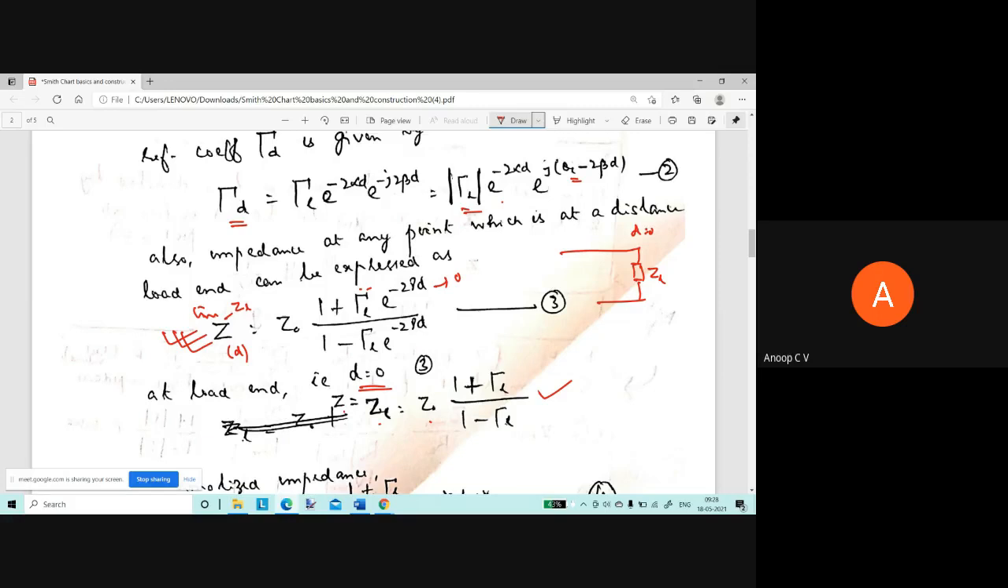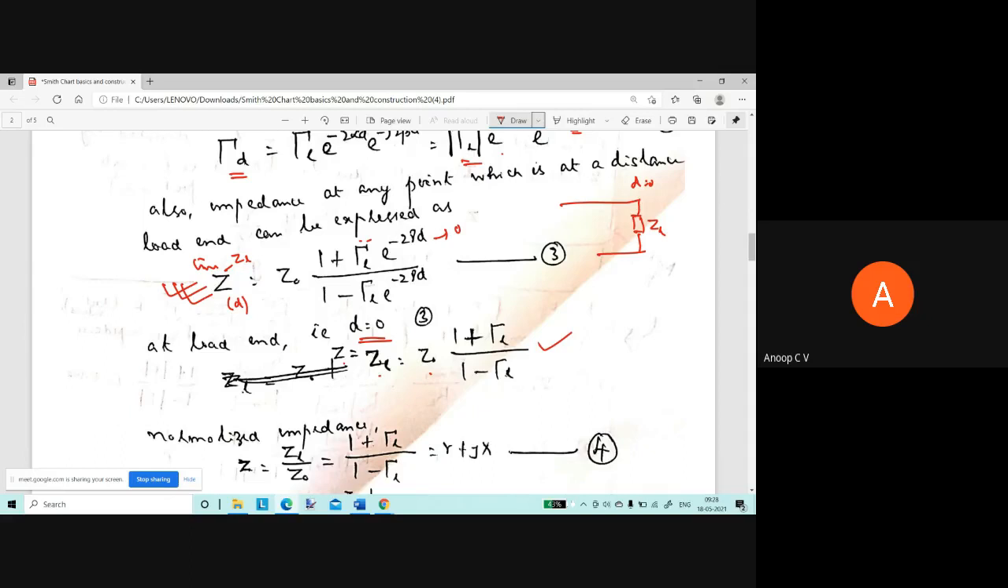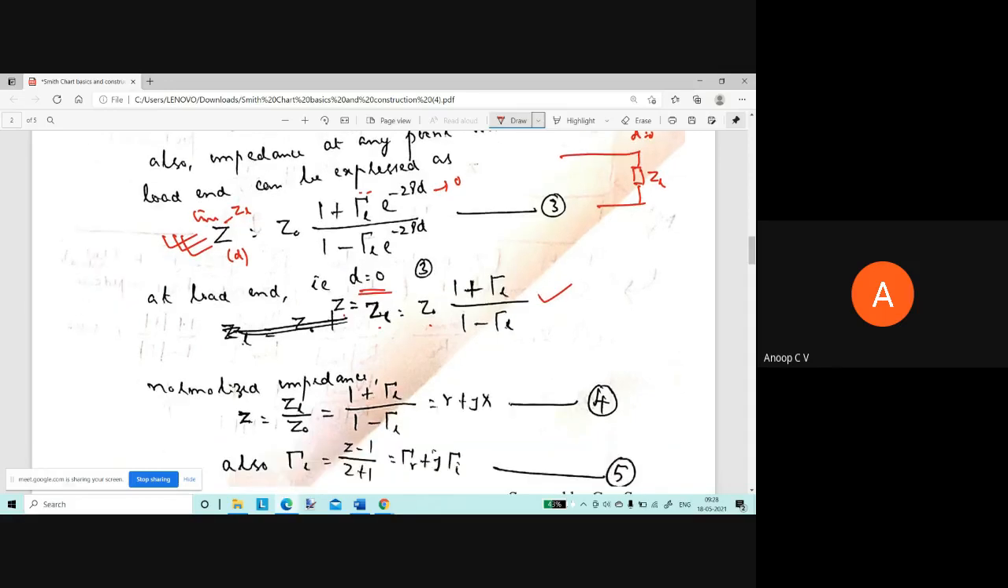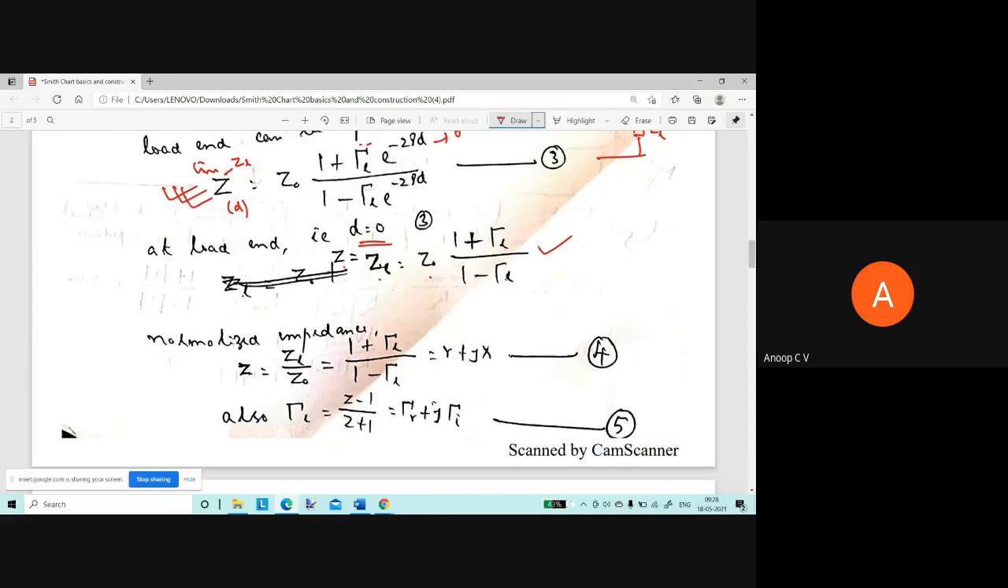Please feel free to stop me if I'm going too fast, or if you think I'm not explaining something, or you are missing out something. If you have any doubts, please feel free to stop me. Unless you stop, I'll go at this pace. We need to pick up pace a little bit now. So this is the load impedance at d equal to 0, at the load end.